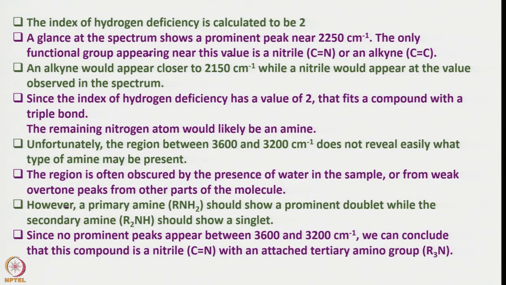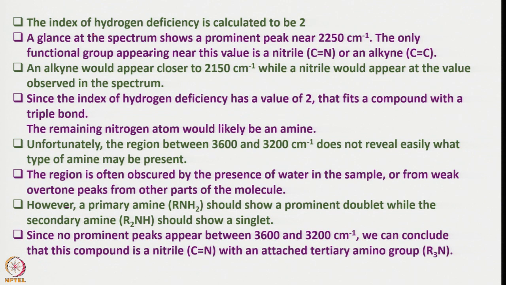So now let me read out some of the points I have made about this problem. When only minimum data is given, the index of hydrogen deficiency is calculated; I showed you it is 2. A glance at the spectrum shows a prominent peak near 2250. This has to be either a nitrile, C triple bond N, or an alkyne, C triple bond C. An alkyne would appear closer to 2150 per centimeter, while a nitrile would appear at the value observed in the spectrum. So that means the alkyne is ruled out, and it should be a C triple bond N.